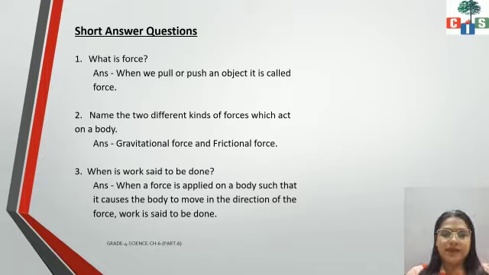Very easy. Then next, we have to name two different kinds of forces. So we have studied about two forces, gravitational force and frictional force. Yes. When is work said to be done? Very easy answer, that whenever we apply a force and the object moves in the direction of the applied force, then we can say that work is being done.